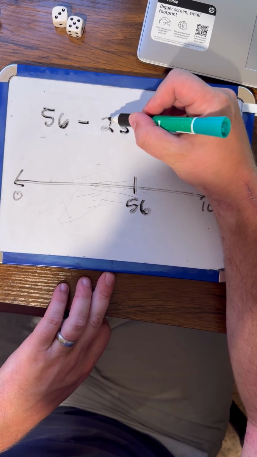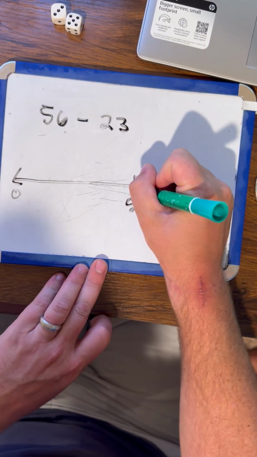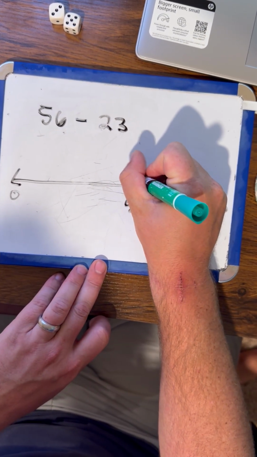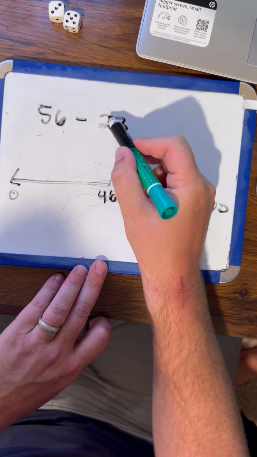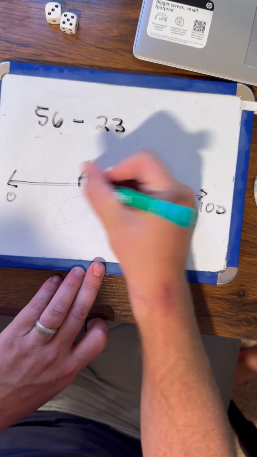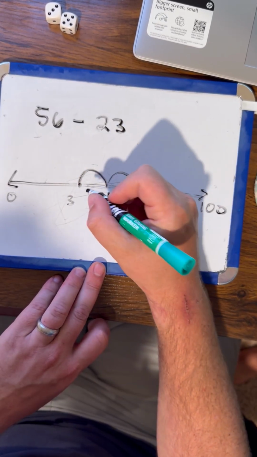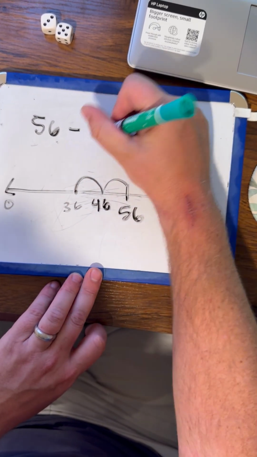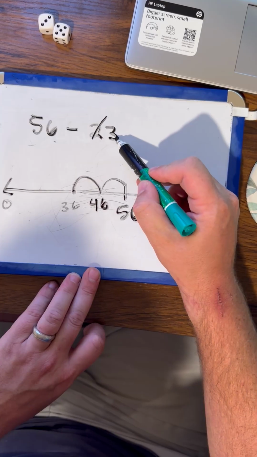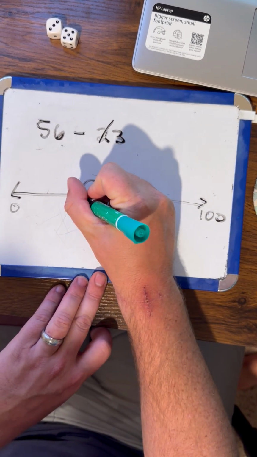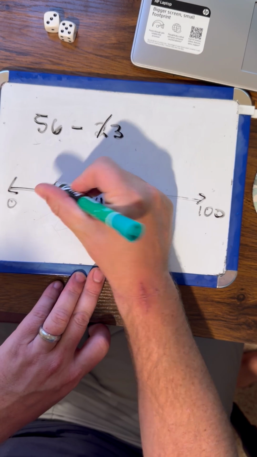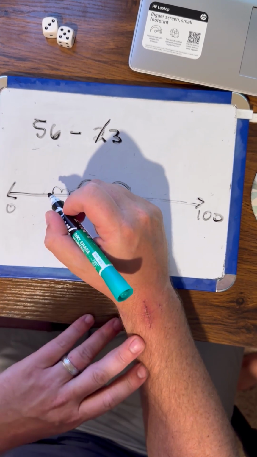We know we have 2 tens here. So let's jump back 10 from 56. 1 less than 5 is 4, so we know we're at 46, but we have 1 ten left. We're going to jump back 1 more, and that'll leave us at 36. So that gets rid of our tens, but now we know we have 3 ones left. So what did we do before? We counted back 1, 2, 3, which leaves us with what?